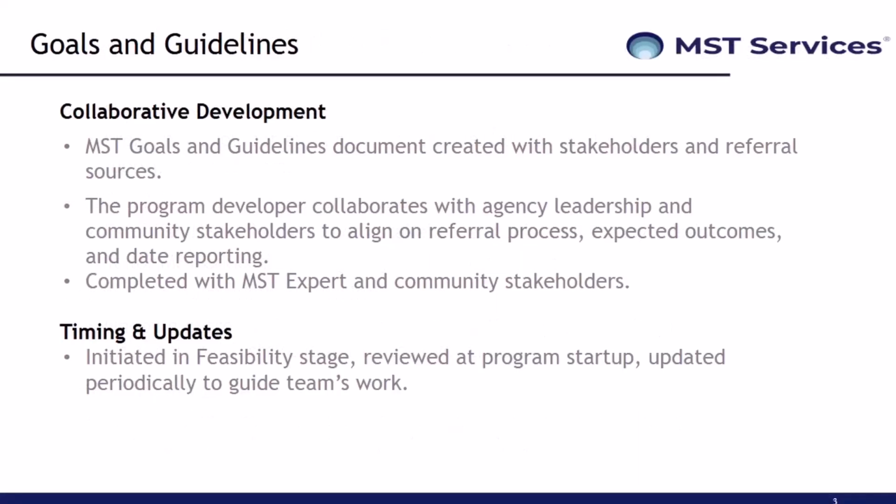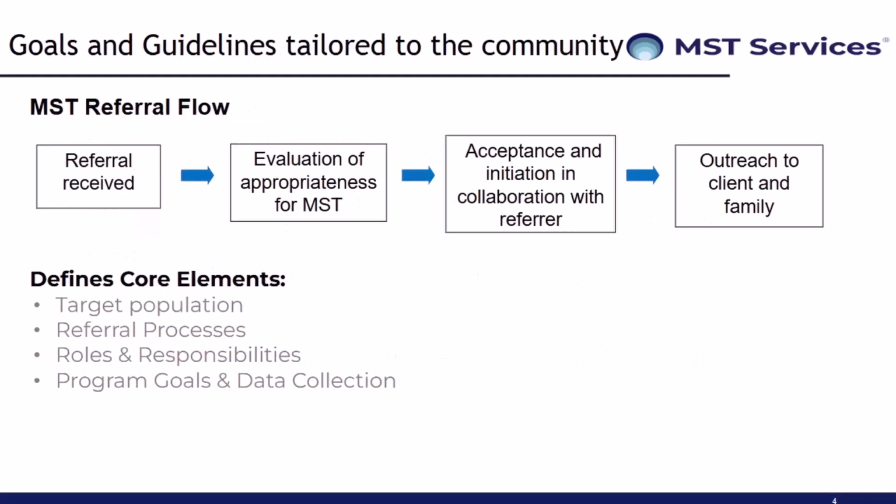The MST Goals and Guidelines document is developed collaboratively with key stakeholders and referral sources to outline how the program will operate. It is created by the program developer with input from program staff and finalized with the MST expert and key community stakeholders. The program developer and agency will begin creating the goals and guidelines once feasibility is confirmed, and it will be reviewed during program development, at program startup, and updated as needed to guide the team's work. The Goals and Guidelines is a living document that defines the target population, referral processes, and the referral flowchart. It also lays out the roles and responsibilities of the staff and stakeholders, the program goals, and the data collection process.